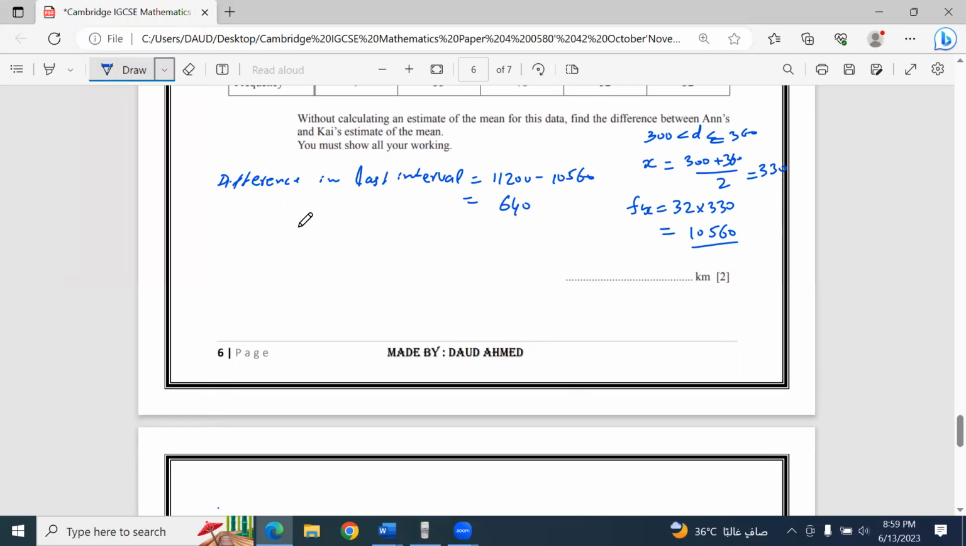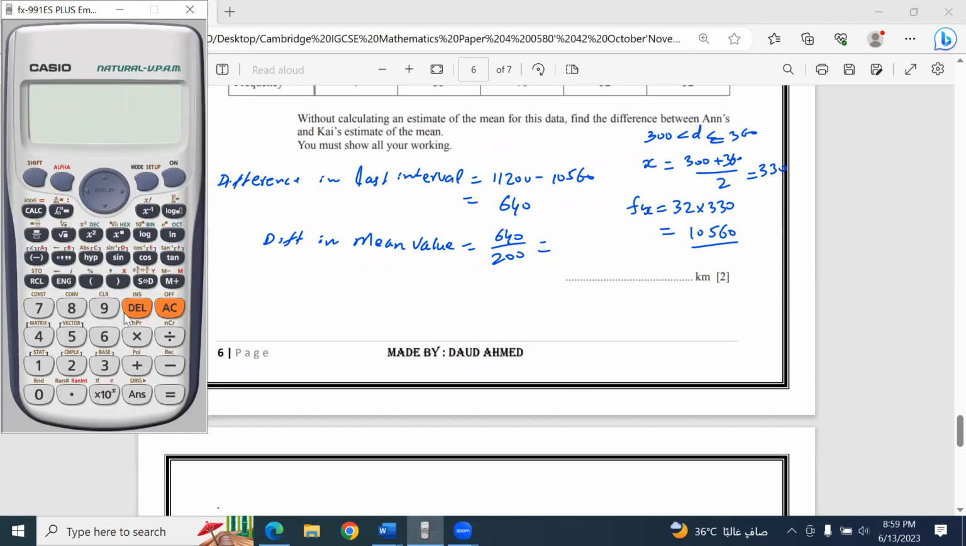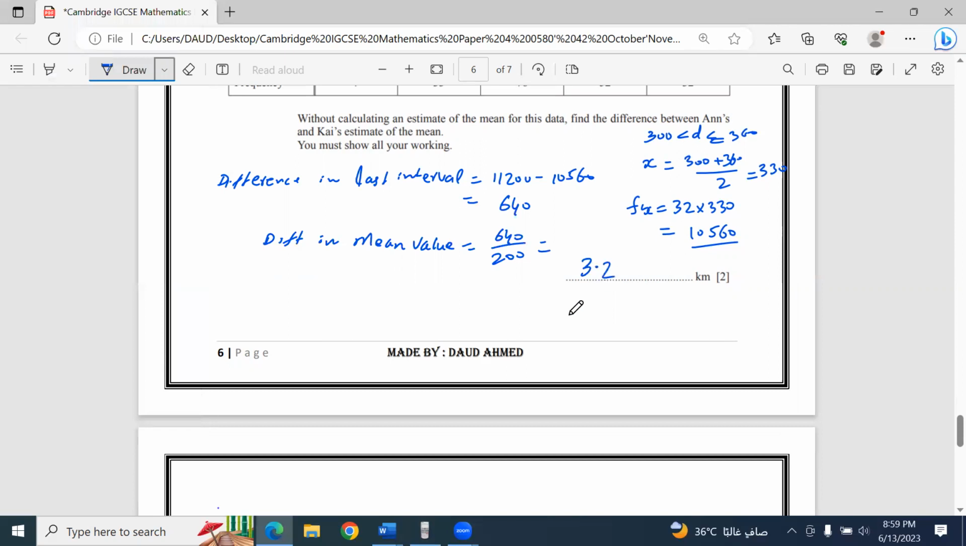So what is the difference in mean then? We know the total number of values of frequency is 200. So divide by 200, that gives you the difference in the mean value of these two tables. So 640 divided by 200 gives us the difference, which is 3.2. So no need to do the whole working for this. Just find the last interval difference and find out the mean difference value.